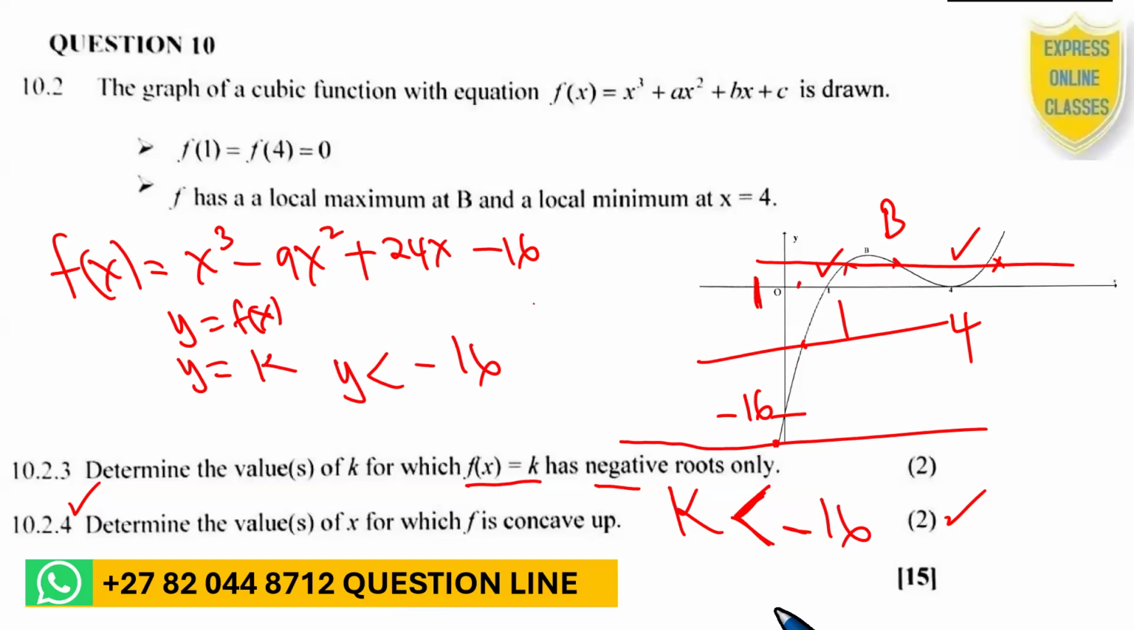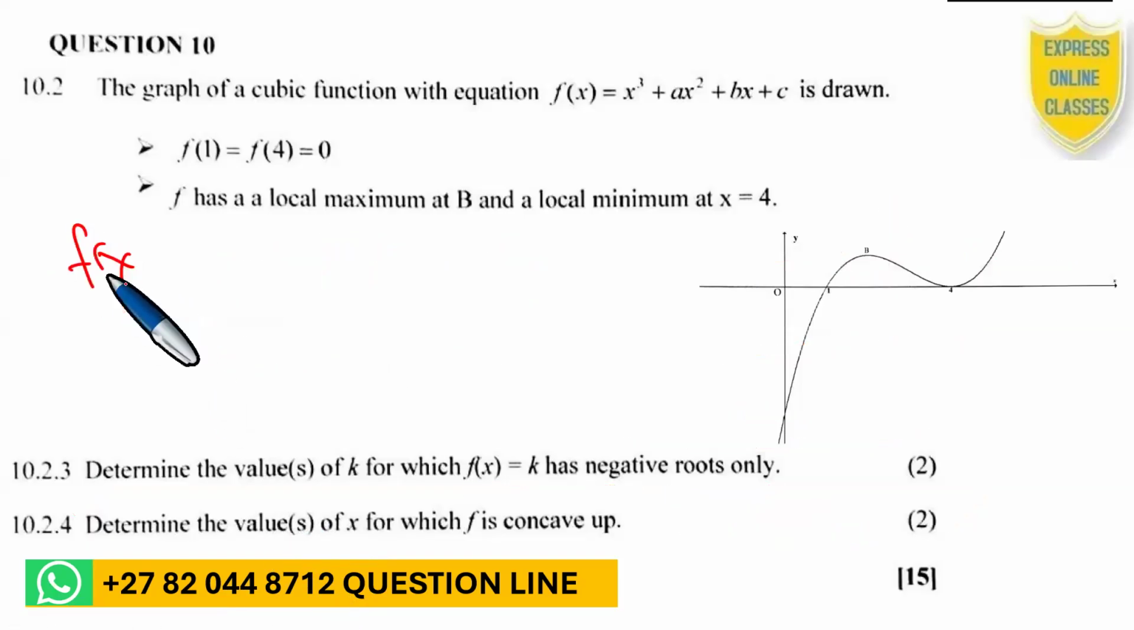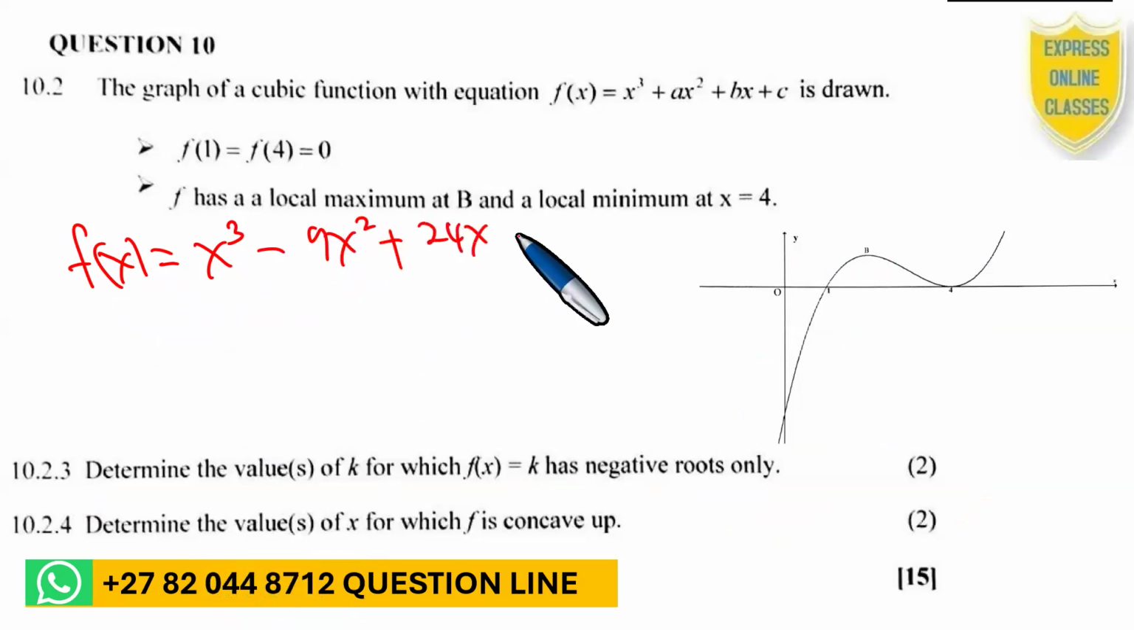You first find the inflection point, where you do the derivative twice. So I got 6x minus 18, then I got x equals 3. Okay, this is the original function we have, minus 9x squared plus 24x minus 16, and you need the double derivative.